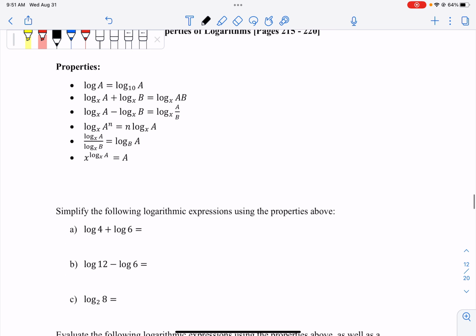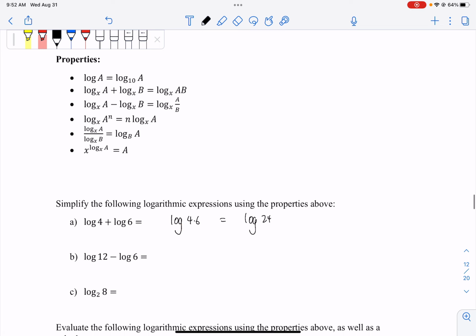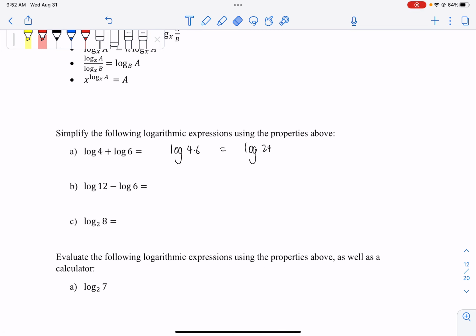So we can use the properties above to try to figure out what we need. Log base 10 of 4 plus log base 10 of 6 is log base 10 of 4 times 6, which is log base 10 of 24. Even though I'm saying base 10, I am not writing it, because if I don't write it, I automatically assume that it's a 10. Log base 10 of 12 minus log base 10 of 6. So log of 12 divided by 6 is log base 10 of 2.